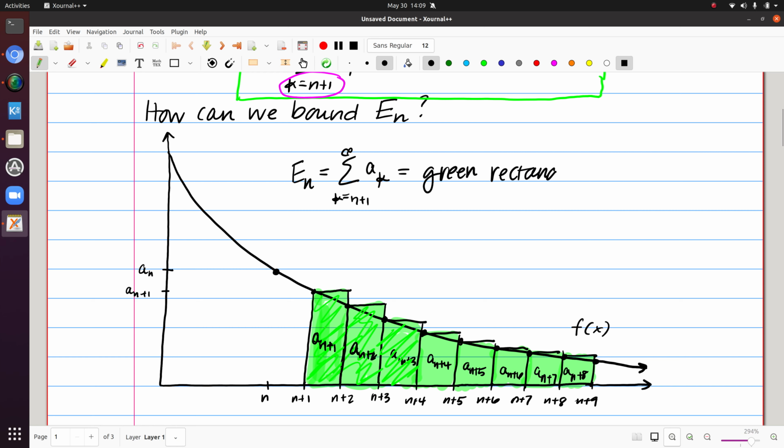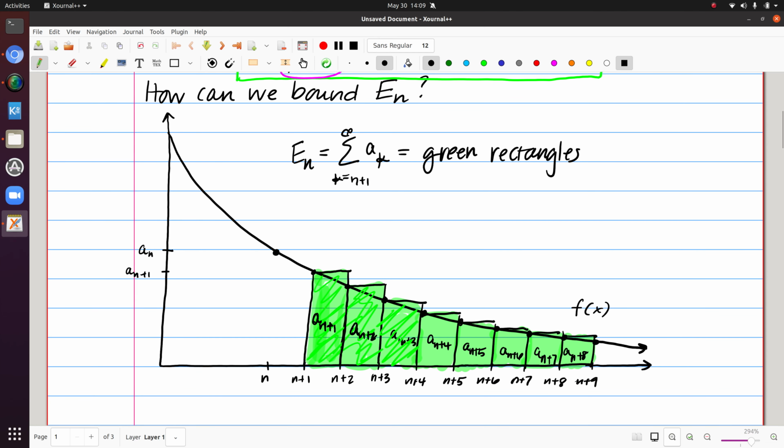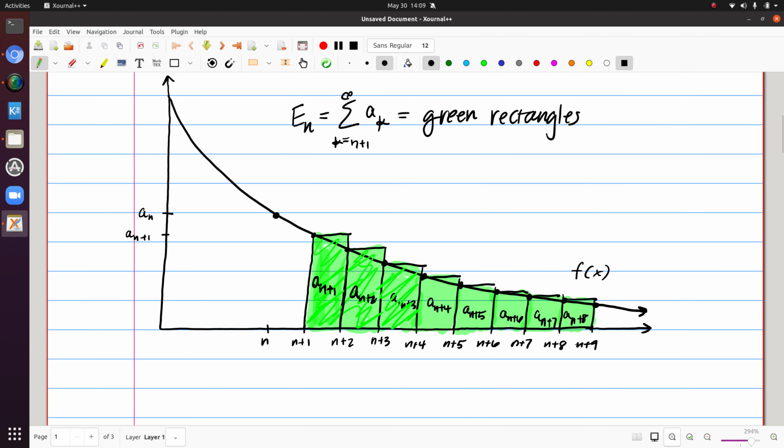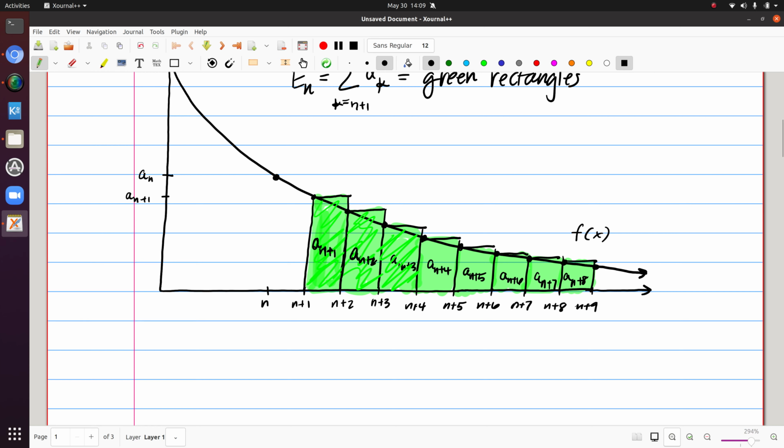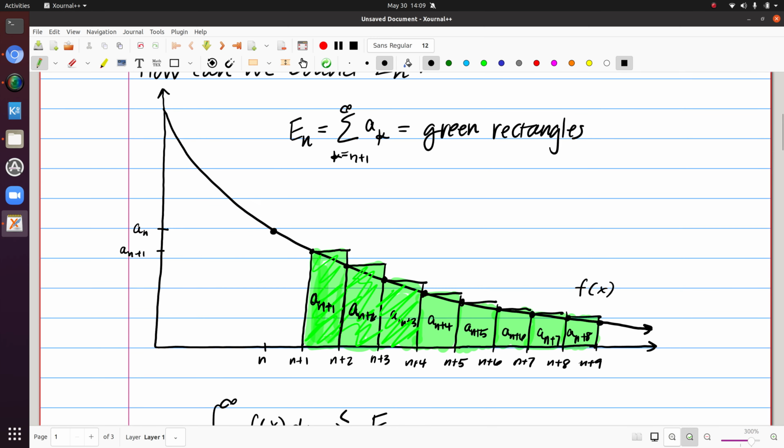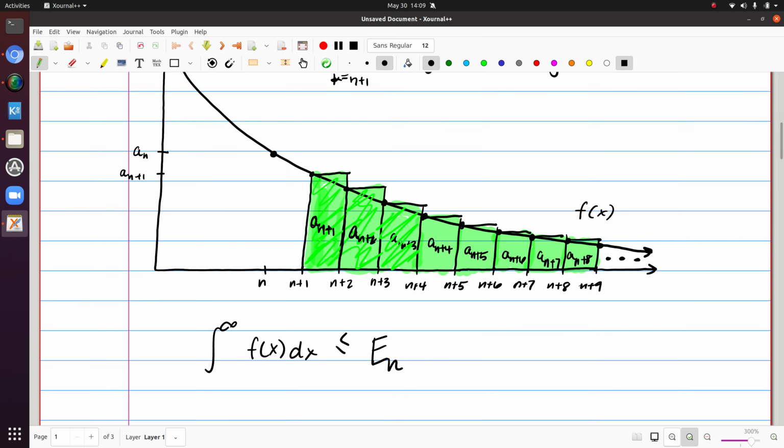That sum is represented by the area of those rectangles added together. So in this instance, if I'm trying to bound the sum of those green rectangles, well, we can see that we get a lower bound. The rectangles are larger than the area under the curve, and that is the integral of f, and we just need to make sure it's clear what our bounds are.